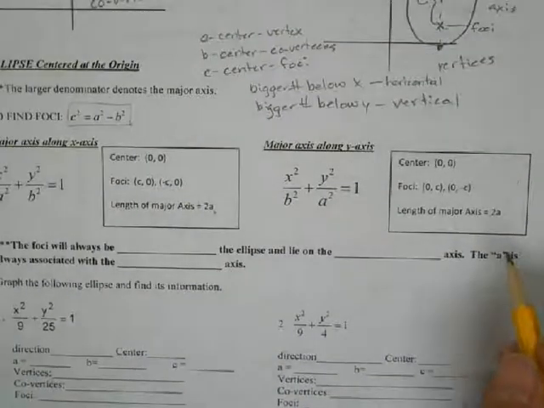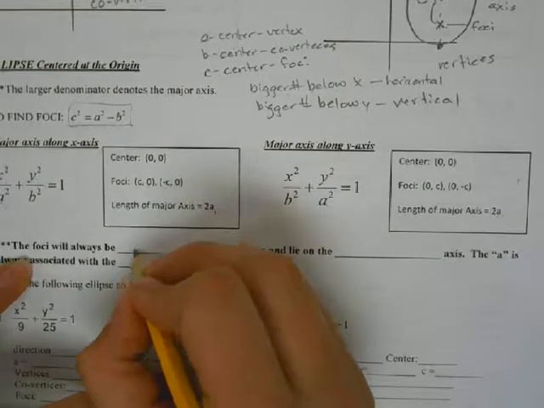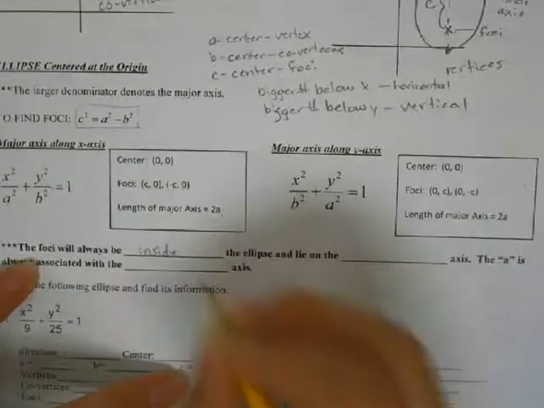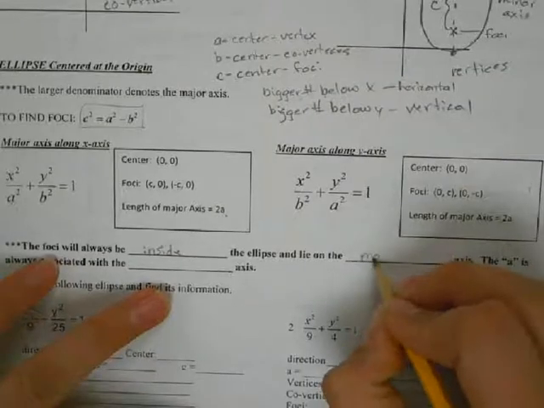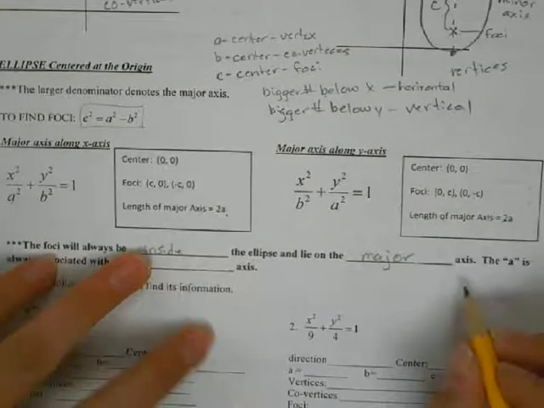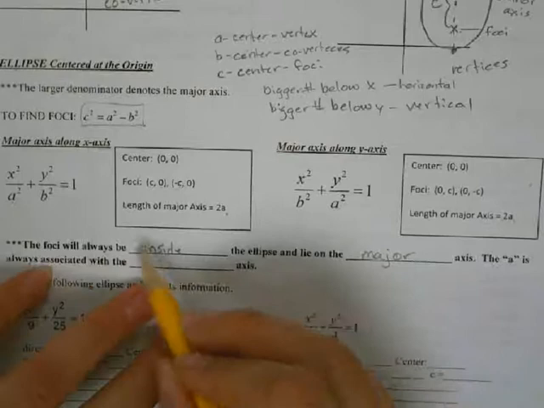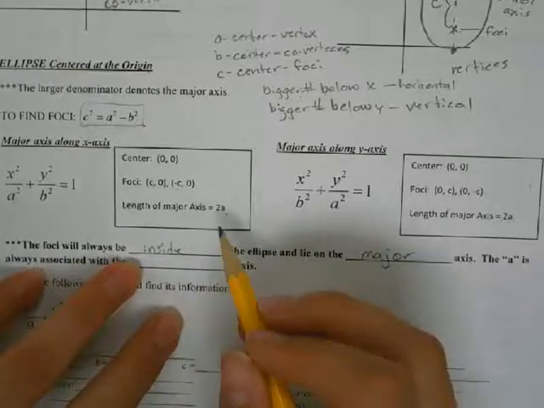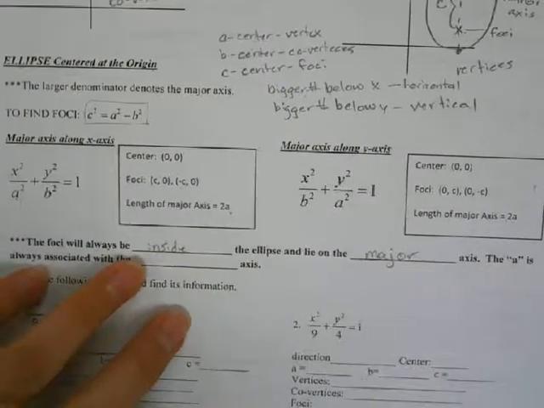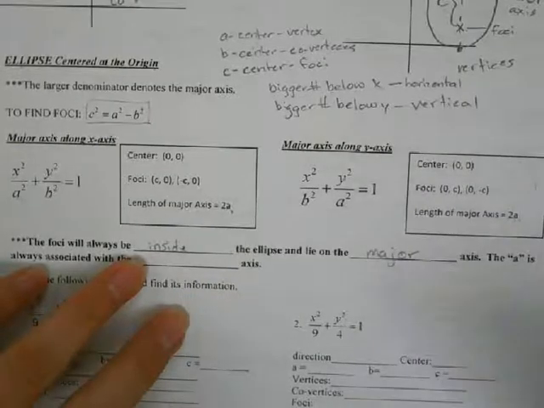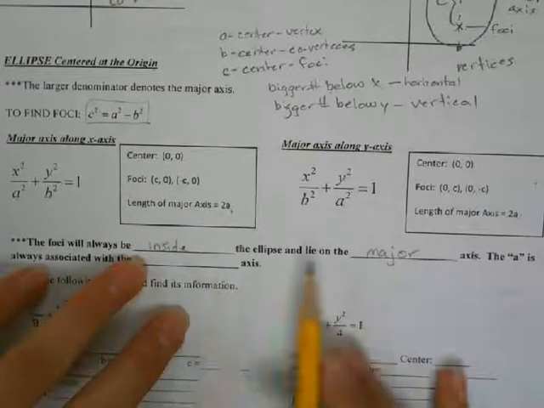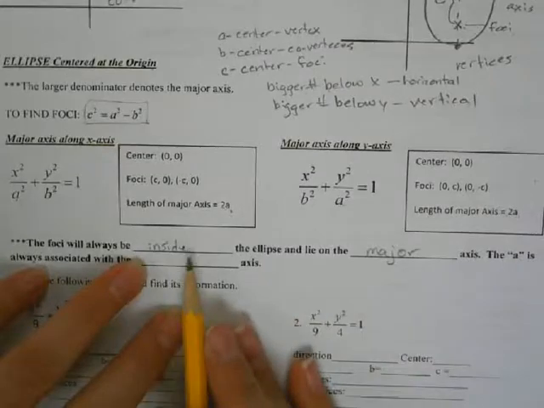All right, so the foci will always be inside of the ellipse and on the major axis. That's super important. If you somehow graph your foci and they end up outside of your ellipse, then you did something wrong. You either forgot to take the square root, or you put it on the wrong axis. Something happened, but it can't be outside of your ellipse.